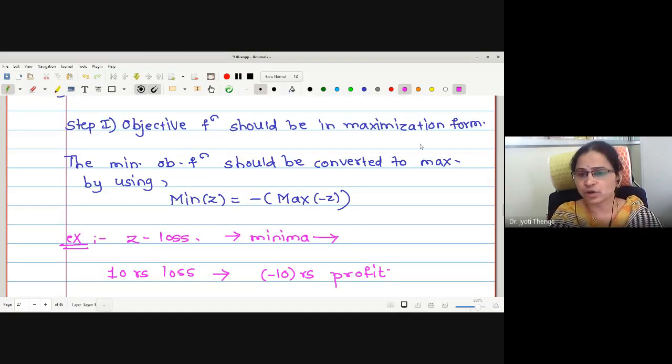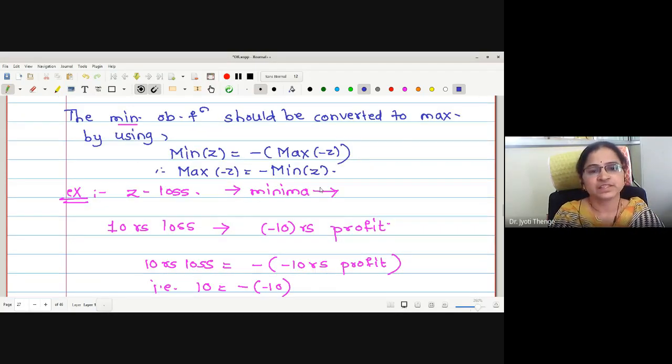Therefore, whatever the objective function is, if it is given in the minima form, we have to write it in the maxima form by using this relation. Therefore, one can also write it as: maximize minus z is equal to minus min of z.